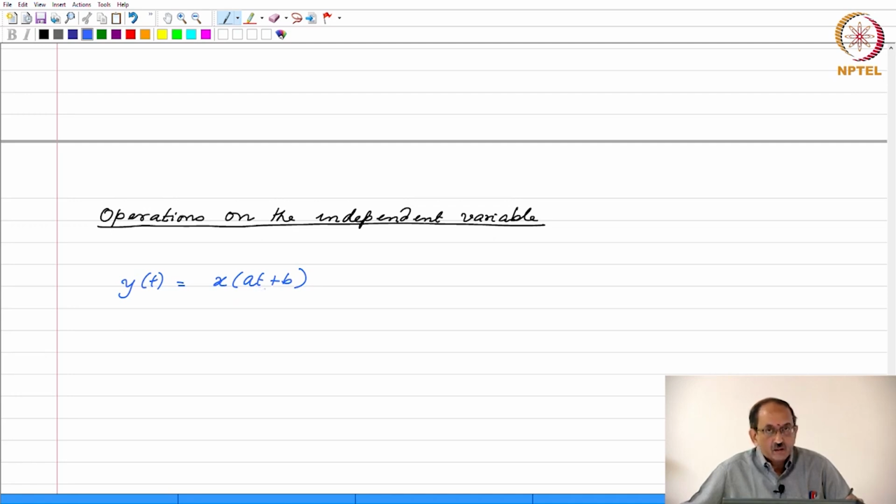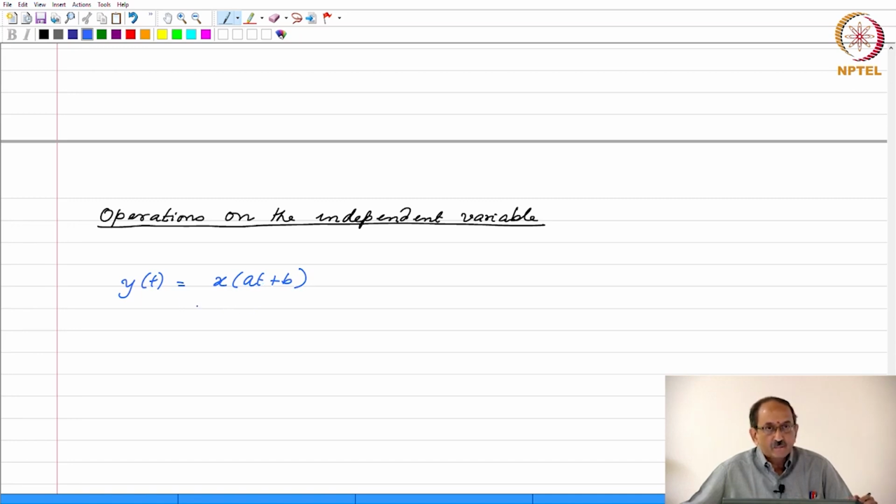And if a were greater than 1, then this corresponds to time compression, right? And if a were less than 1, this would correspond to time expansion. And if a were negative, in addition to it either being compression or expansion, you have reflection. All right.